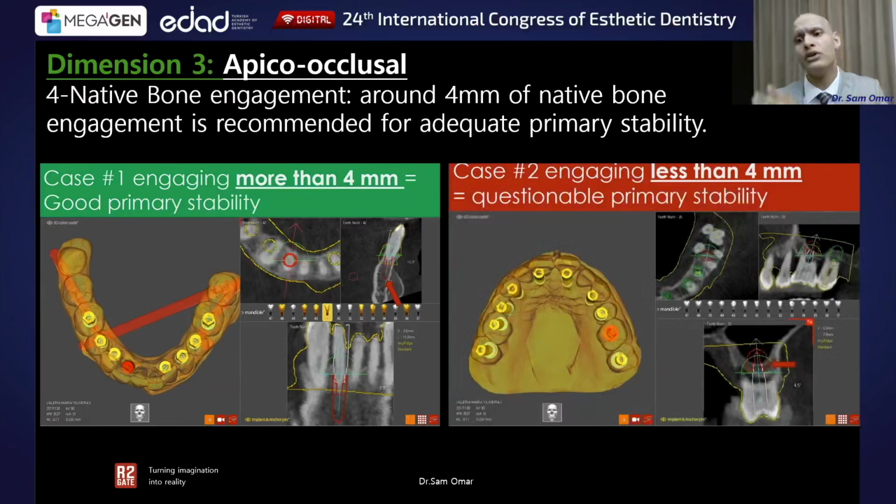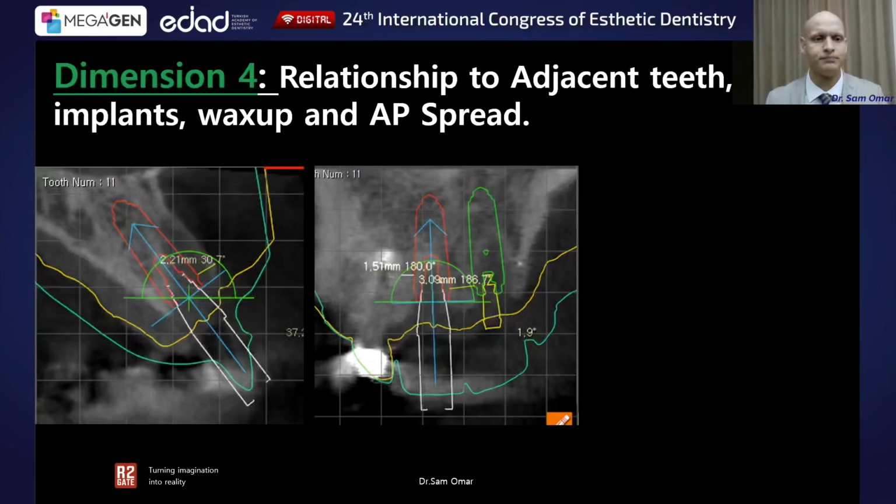On the other hand, if you look at the right side, you have a 6 millimeter implant, which is a pretty short implant, and most of the implant is actually not engaging native bone, most of the implant is in the sinus. So we'll say that in these cases where we have less than 4 millimeters of native bone engagement, we have what we call questionable primary stability. So in such cases, it's always better to wait and then place the implant in a second stage surgery after we do the sinus lift.